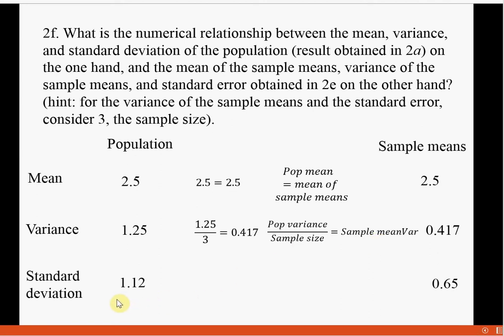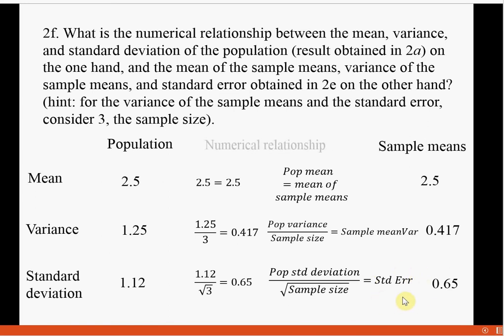What about this? Population standard deviation 1.12. How is that number related to 0.65, the standard error? If you use 1.12 divided by the square root of 3, that should give you 0.65. Again, what is the 3? 3 is the sample size, the square root of the sample size. So if you use the population standard deviation divided by the square root of the sample size, that should give you the standard error of the sample mean. So this, again, is what we call a very important numerical relationship between the population mean, variance and standard deviation on the one hand, and the mean, variance and standard error of the sample means on the other hand.